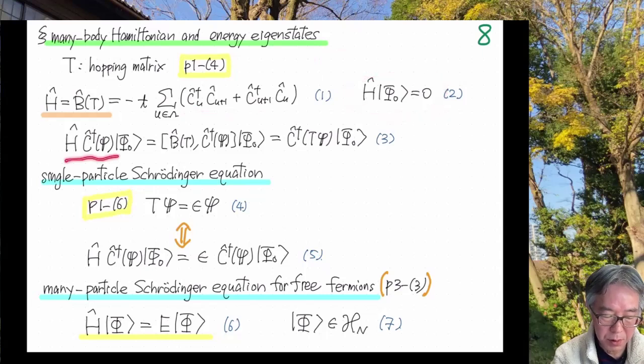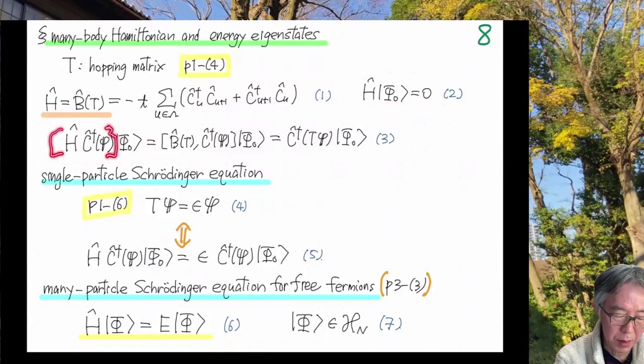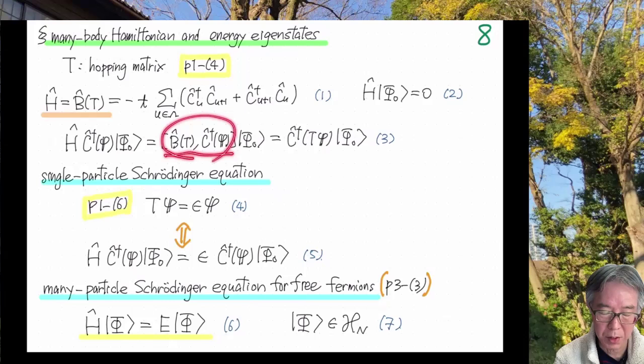Now let's consider this thing. So phi 0 is a state without a particle. So this is a single particle state in which the particle is in the state phi. Okay, and now since H phi 0 is 0, this is the same as applying the commutation relation. But now, by definition, this H is B of T. So this is the same as this commutation relation. But from what we have seen on the previous page, this is written like this.